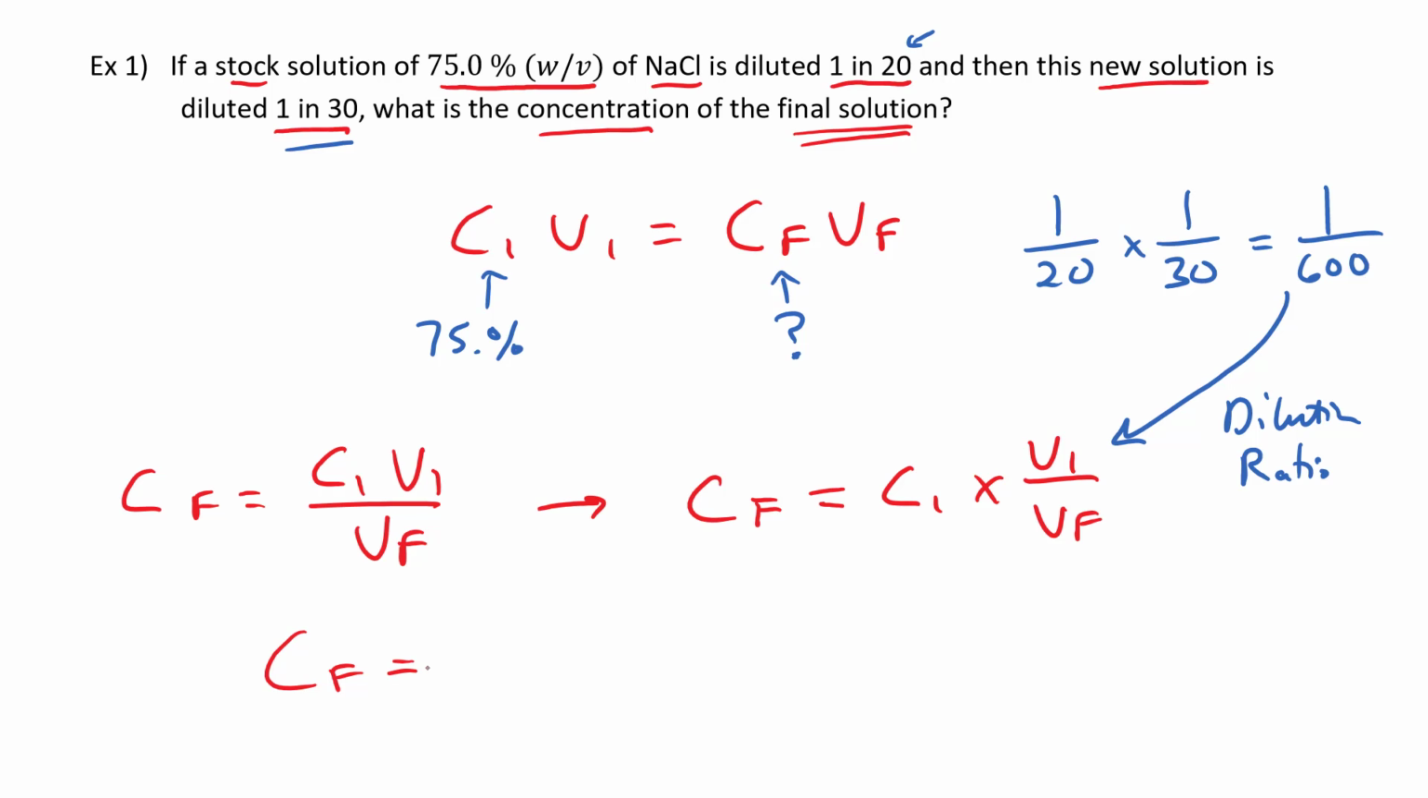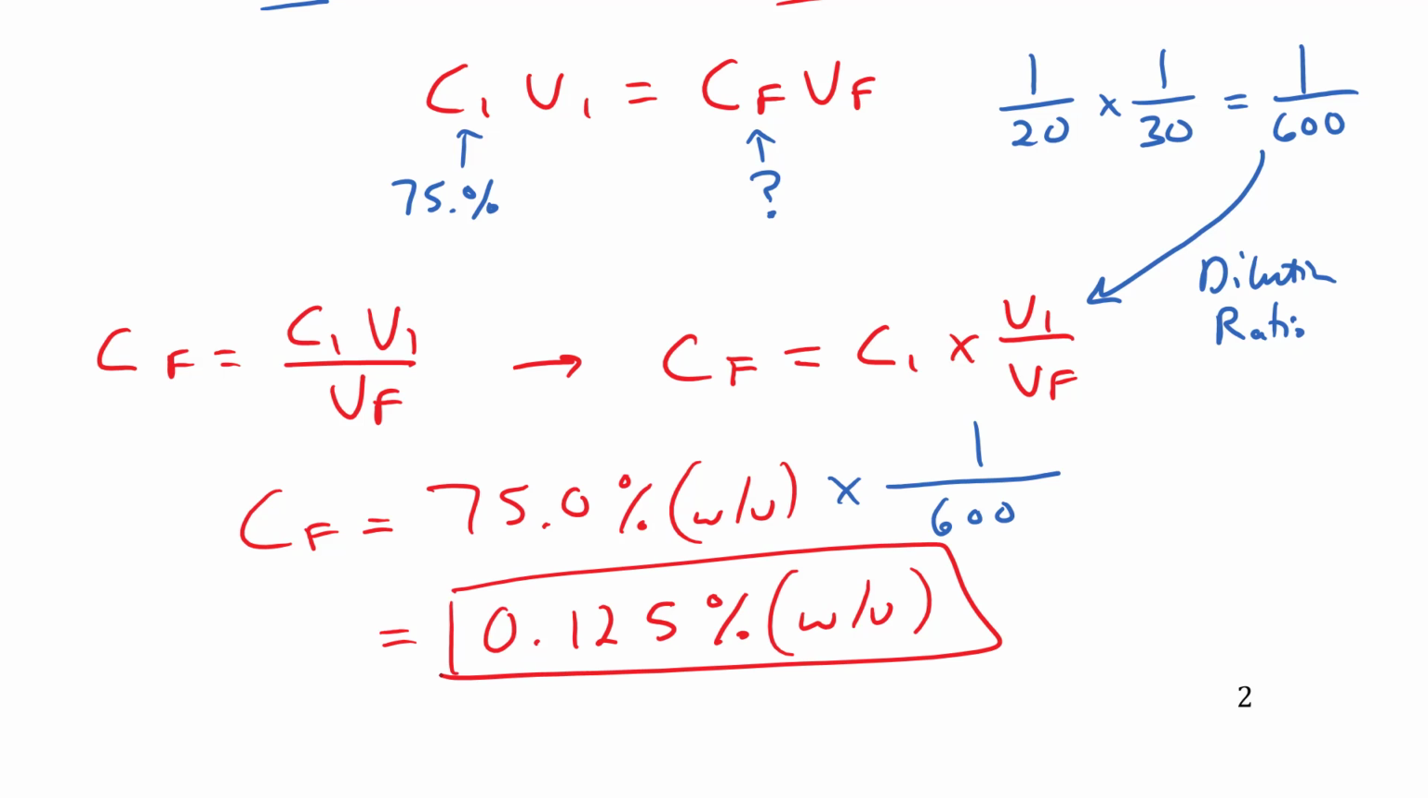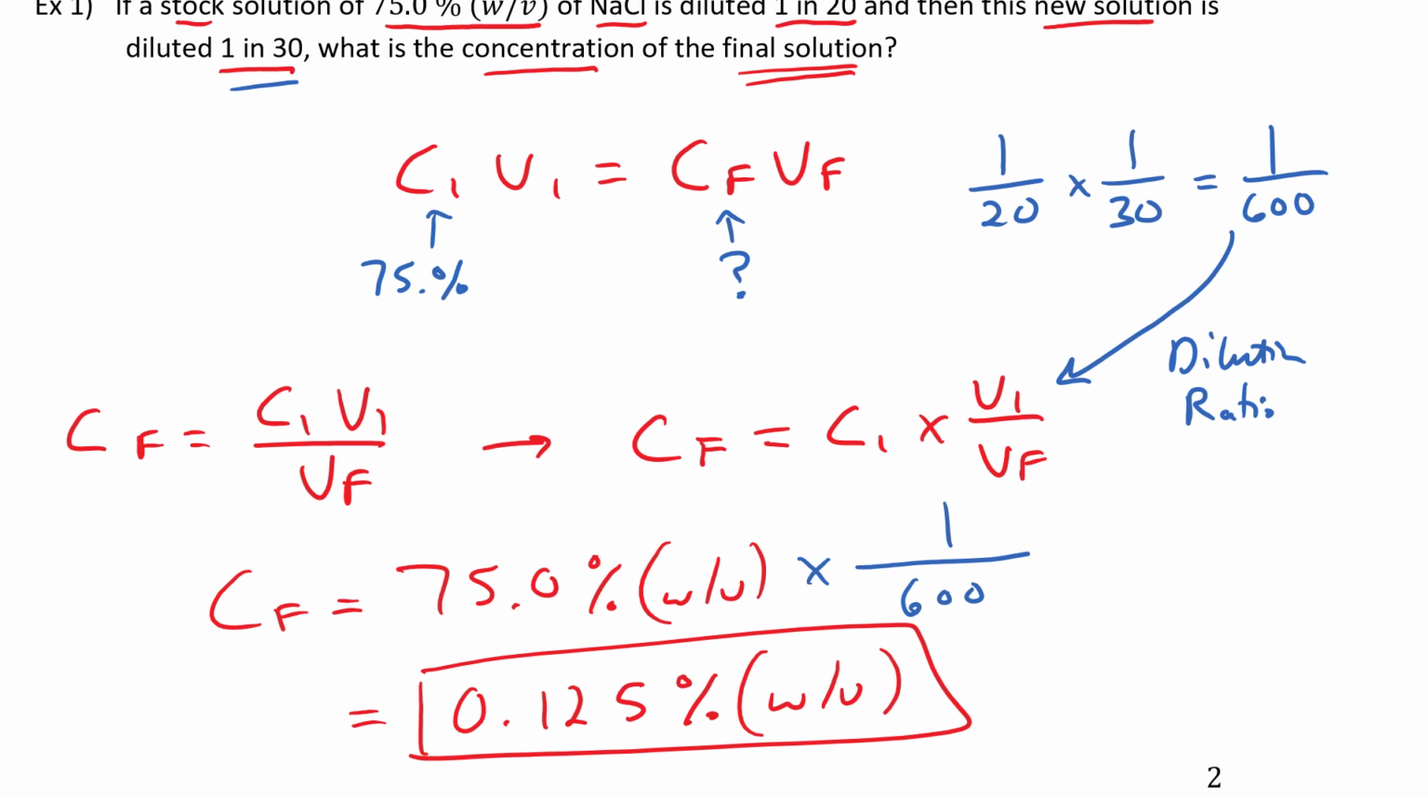CF equals my initial concentration, which was 75.0% weight by volume. I then multiply by my dilution ratio, 1 over 600. This will give me 0.125% weight by volume. So as you can see, we calculate the total dilution by multiplying all the individual dilutions in our serial dilution. This will then give me my dilution ratio, and I can use this to calculate what my final concentration will be.